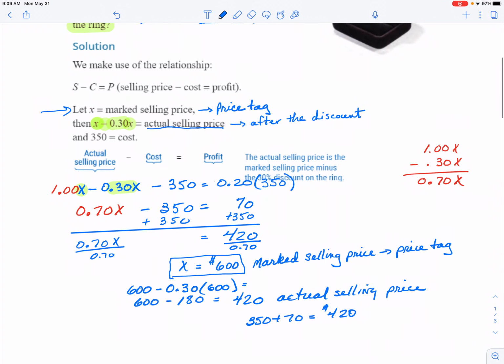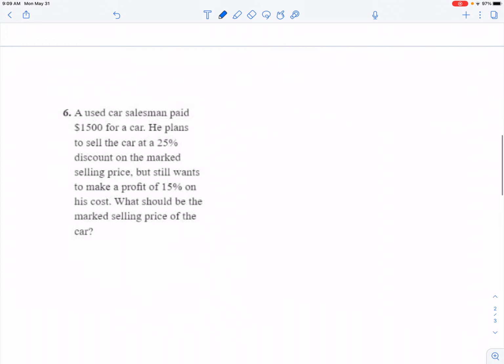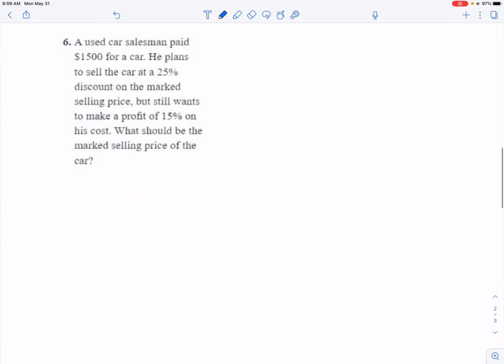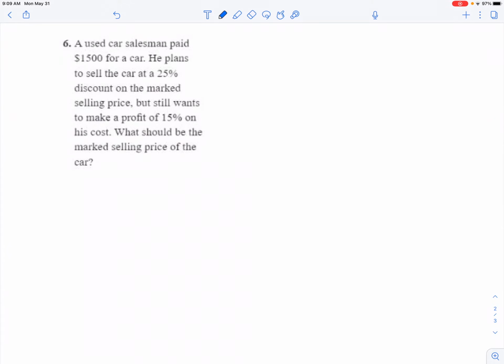Okay, so let's do one more. A used car salesman paid $1,500 for a car. He plans to sell the car at a 25% discount on the marked selling price, but he still wants to make a profit of 15% on the cost. What should be the marked selling price? That's what we're looking for. There's your question.